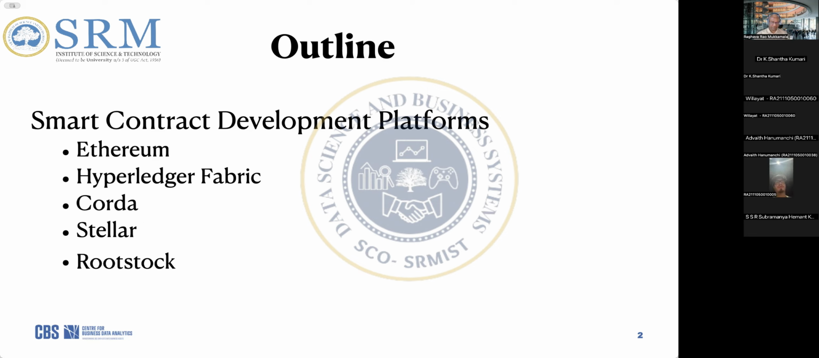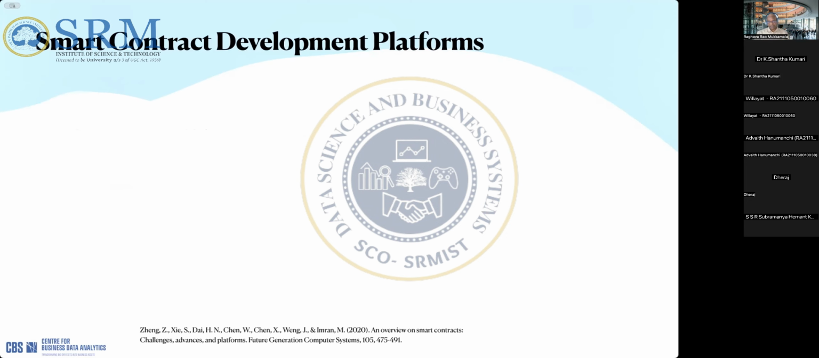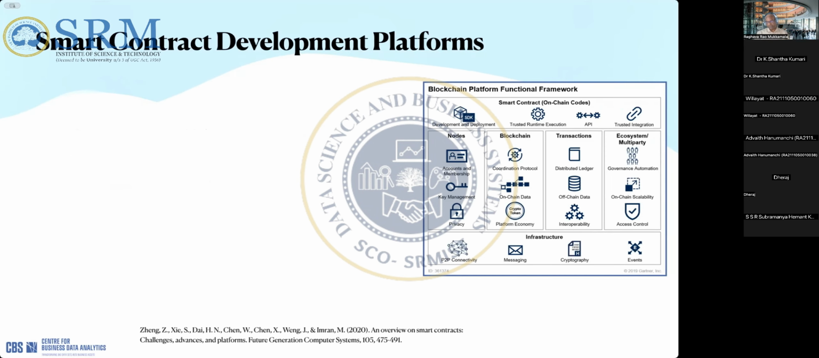But today, what I will do is I will focus on the main architectural components of Ethereum and also look into how it works and some of the basics. And next week, we will briefly touch upon Hyperledger Fabric and also Corda and other platforms, again from the very high level architecture perspective. So let's focus more on the smart contract development platforms.